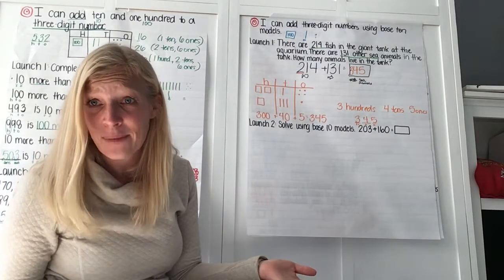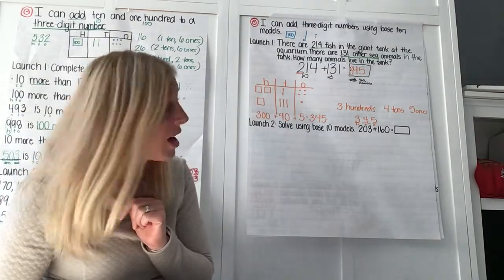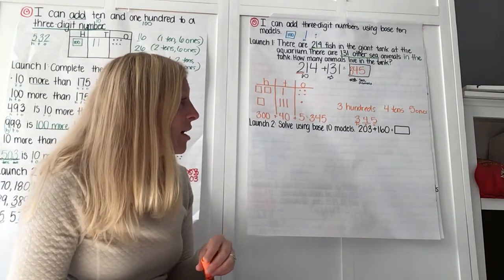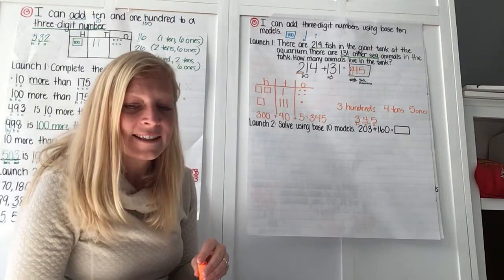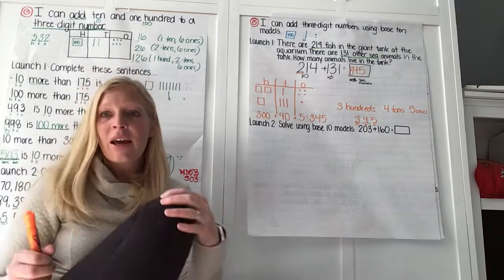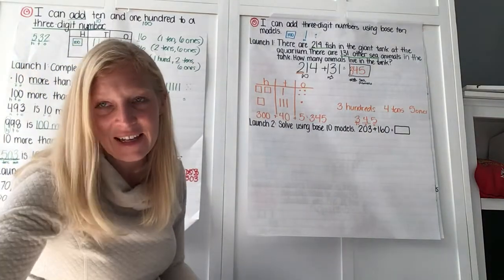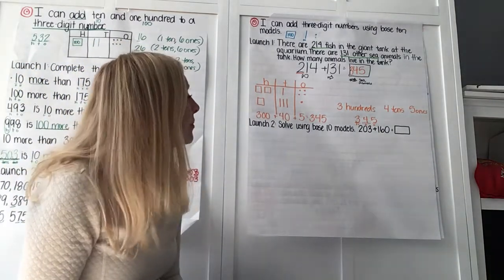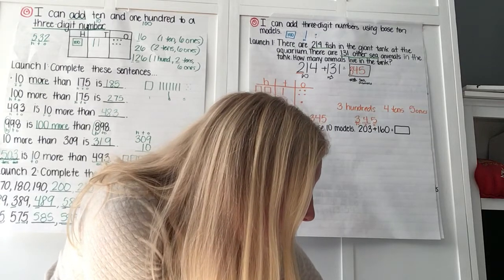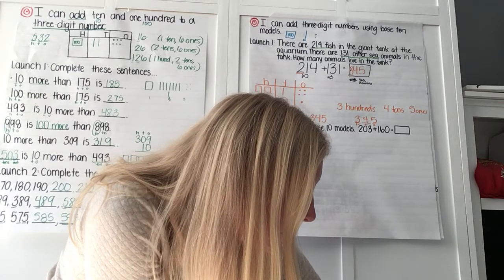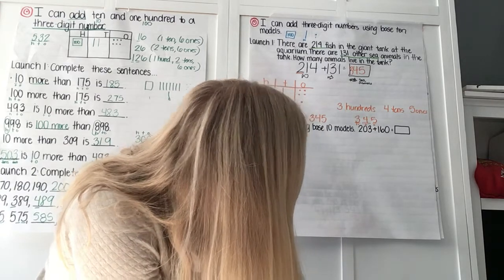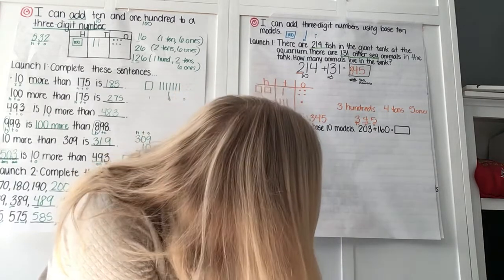Second problem is a naked problem. I want you to use your base 10 blocks to show me how you would add 203 and 160. How would you add 203 and 160? Where are your tens in 203? Why don't you have any? Ooh, there's a 0 in the tens place.